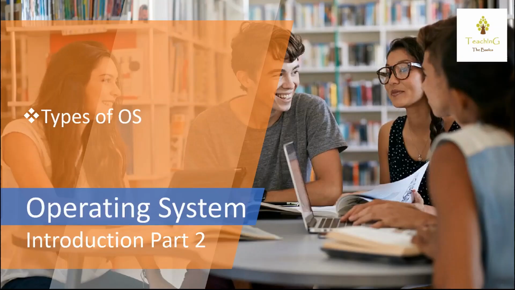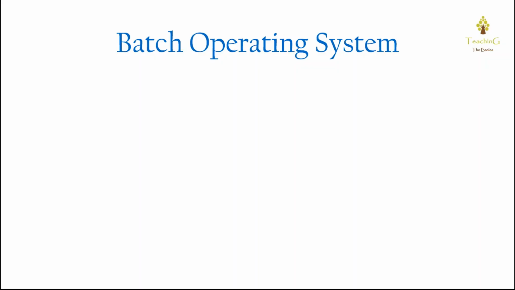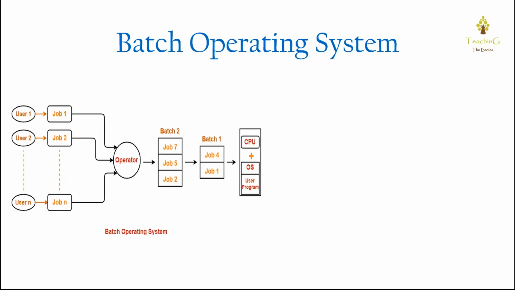In this video, I'll be talking about types of operating system. First one is batch operating system. This one is the diagram of batch operating system, and let's elaborate with the points.